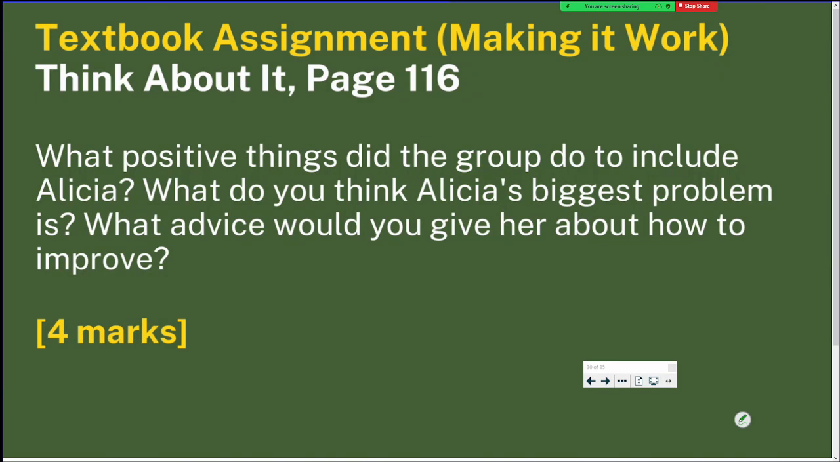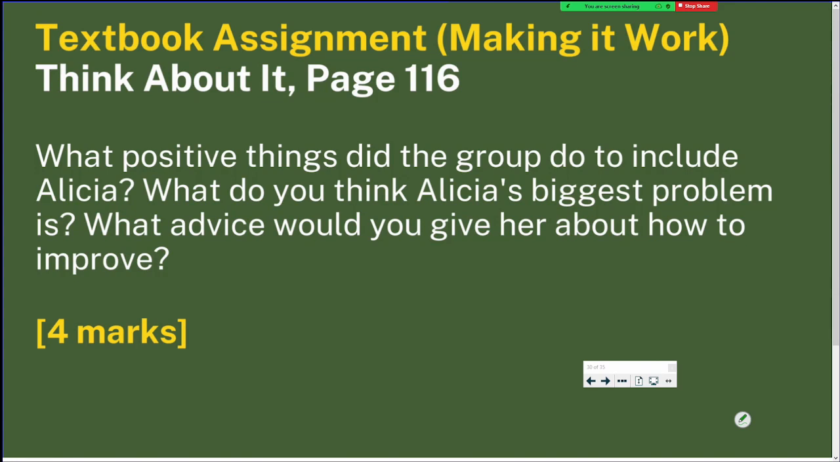All right. The textbook assignment from Making It Work, page 116, whatever you want to call it. What positive things did the group do to include Alicia? What do you think Alicia's biggest problem is? What advice would you give her about how to improve?